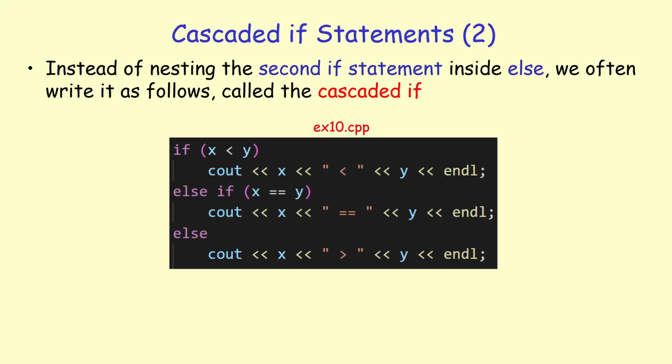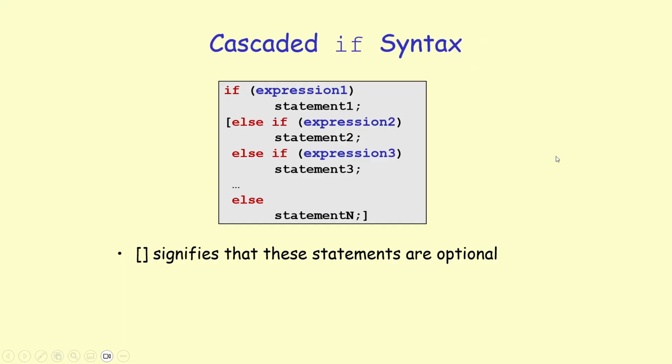So instead of nesting the second if statement inside the else statement, which is what we did in the previous example, we often write it as follows. This is called the cascaded if statement. This is example 10. So what we do in here is we say if x is less than y, then we say else if x is equal to y, and then else. So it's in a sense if, else if, else if, else if, and then else. This is called a cascaded if statement and has the following syntax.